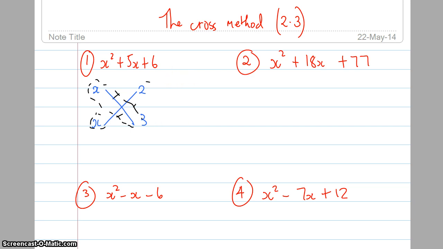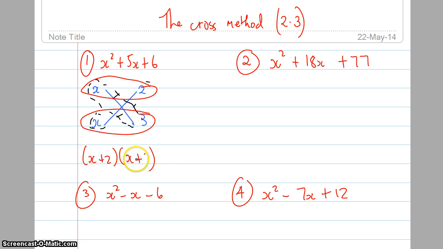Now once I've got those two numbers, I simply circle the top and circle the bottom. It gets a little bit messy after a while, but hopefully you can see that there. And I write those two circles in brackets here. It becomes x plus 2 and x plus 3. Now if I expand this bracket, I'll get back to where I had in the start, but that is essentially how to factorize these things.